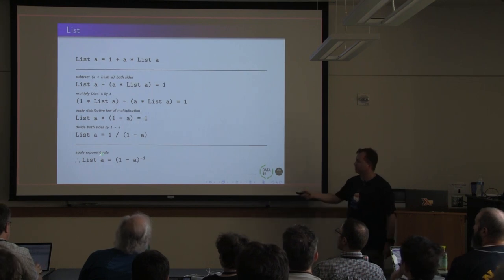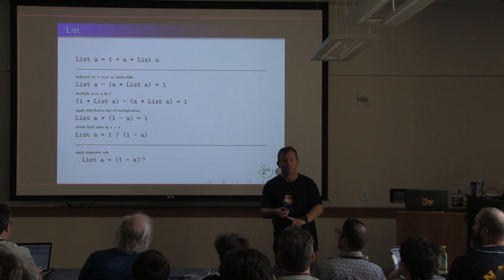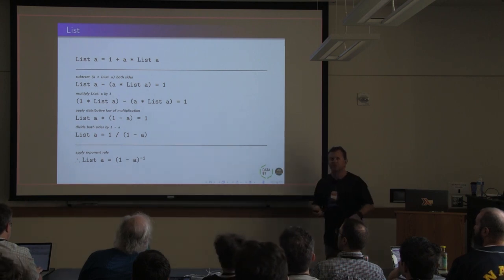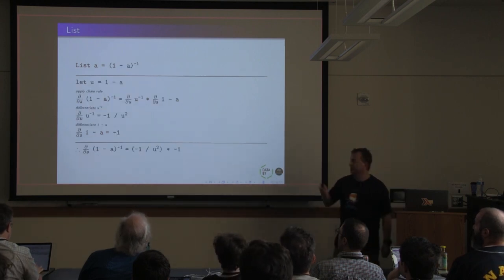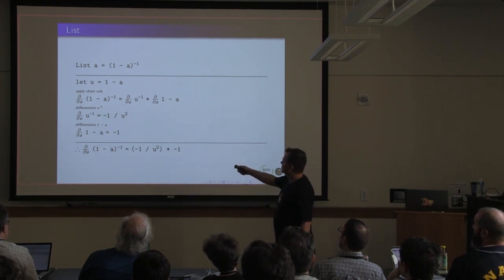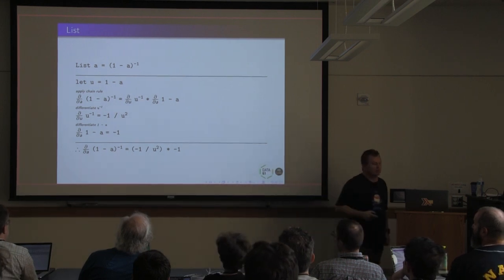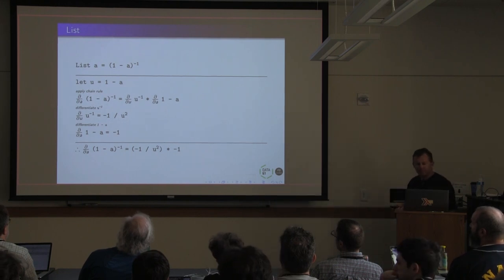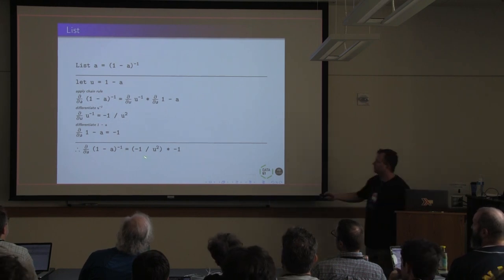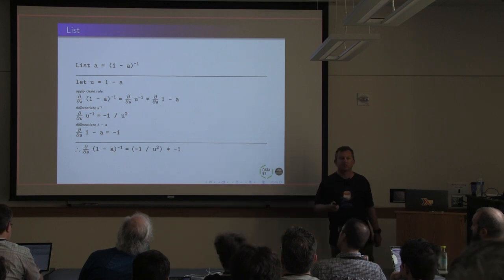Therefore, a list is this thing. I didn't tell you about negative. I told you about sums and products and exponentiation. I don't need to tell you about negative. Because when I differentiate this equation, I end up with 1 minus a on both sides anyway, so I can just cancel them. I end up with this when I take the derivative of a list.